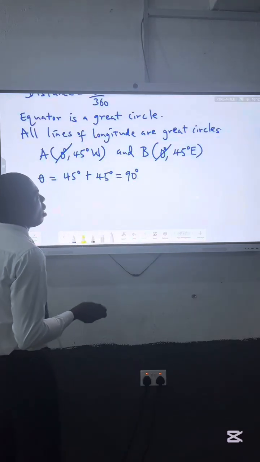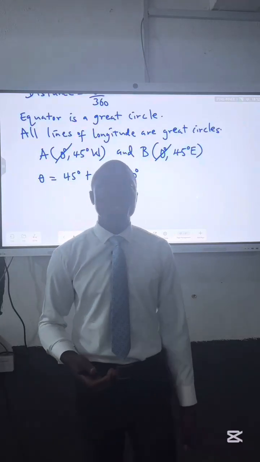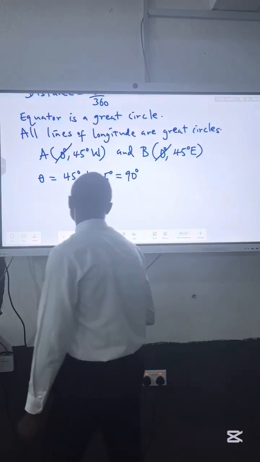But if they are towards the same location, we say the bigger value minus the smaller one. That's how we solve questions on latitude and longitude.